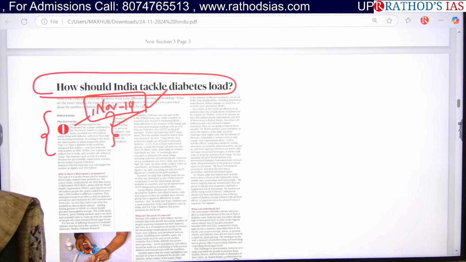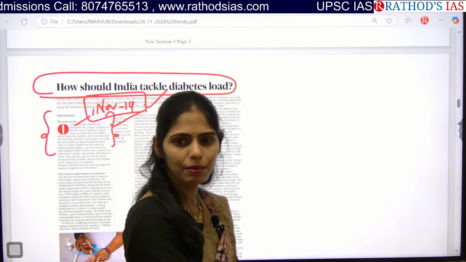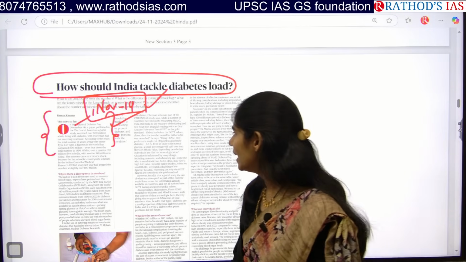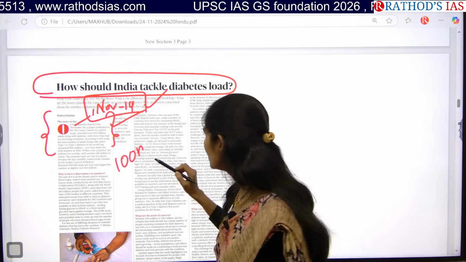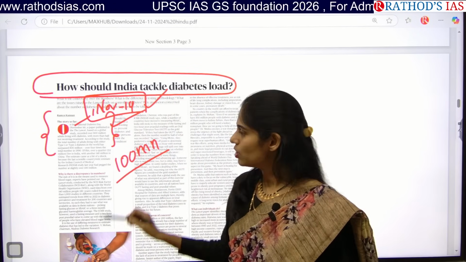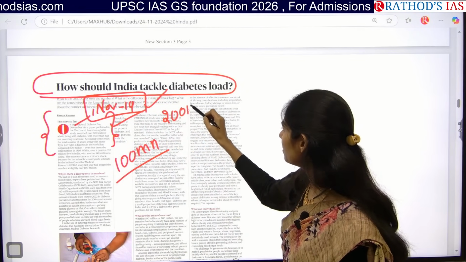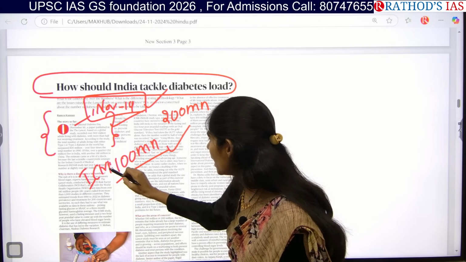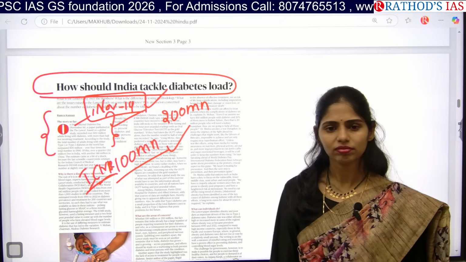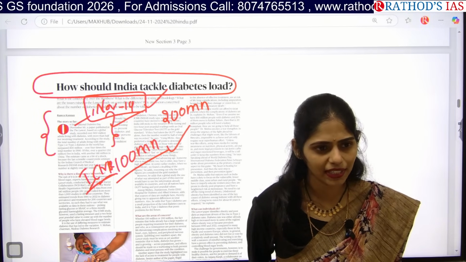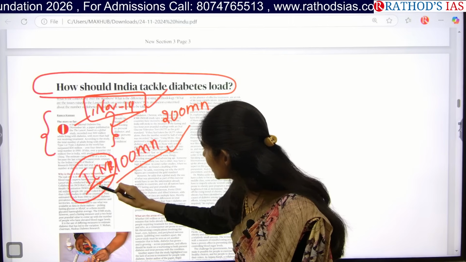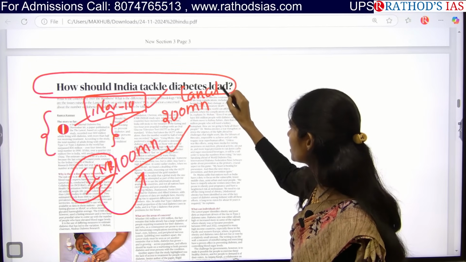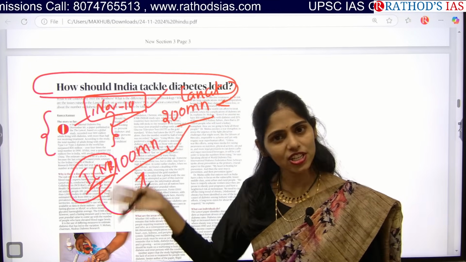In that report, it said that India has more than 200 million diabetes patients. But the data published by India says that only 100 million diabetes patients are there. So the Lancet report is saying 200 million, and our Indian reports, especially ICMR, the Indian Council for Medical Research, say that just 100 million diabetes patients are there, but the international Lancet report says 200 million diabetes patients in India itself.